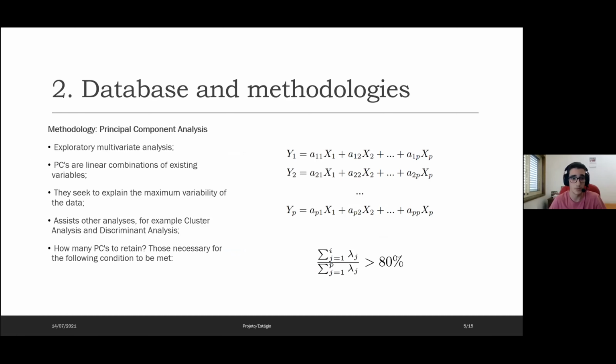Now, the methodologies used. The first one was principal component analysis. It is a multivariate exploratory analysis. Its goal is to summarize information from several variables into a smaller set without losing any significant information. The principal components are linear combinations of the existing variables, as you can see here in the first photo, and they seek to explain the maximum variability of the data. PCA can be used as an assist to other analyses, for example, cluster and discriminant analysis. Now, how many principal components to retain? Generally, those necessary for the following conditions to be met, as you can see down here.